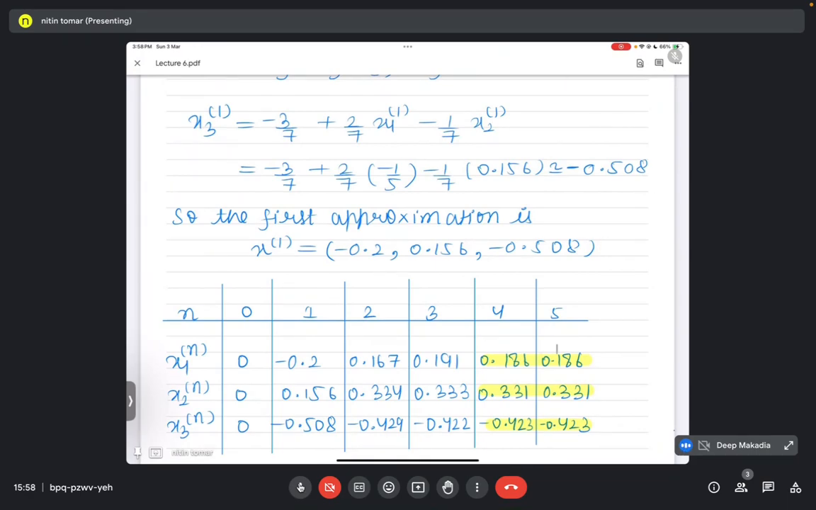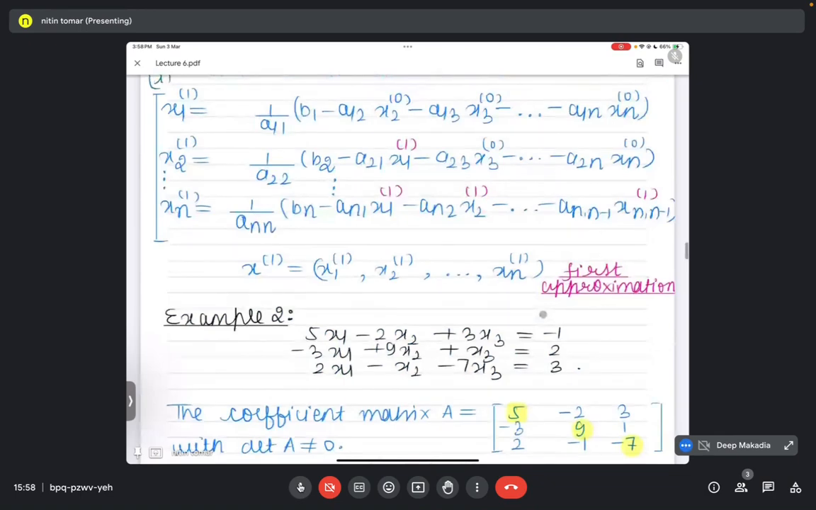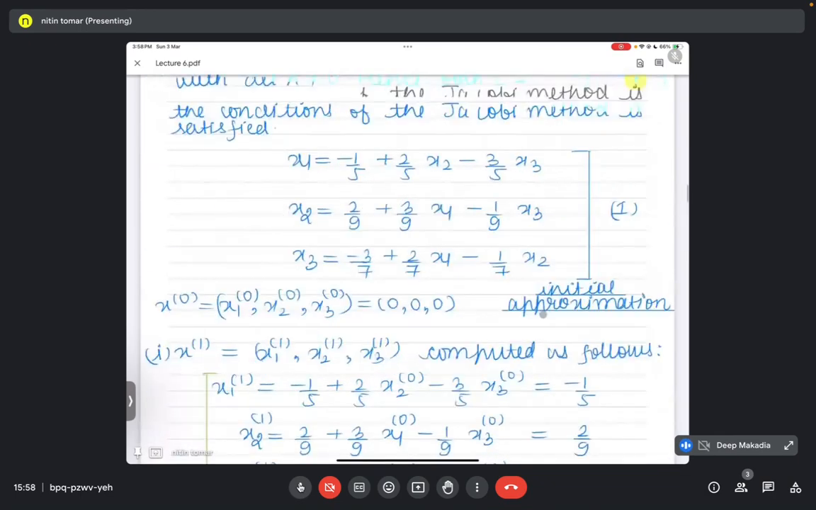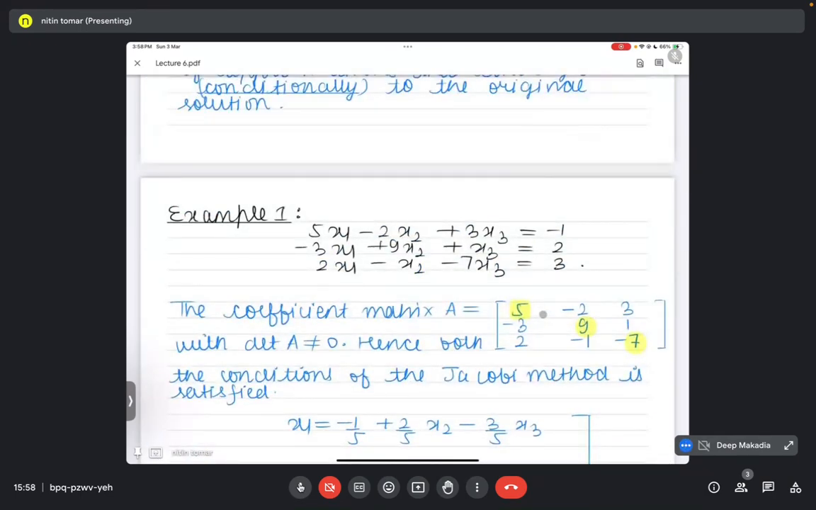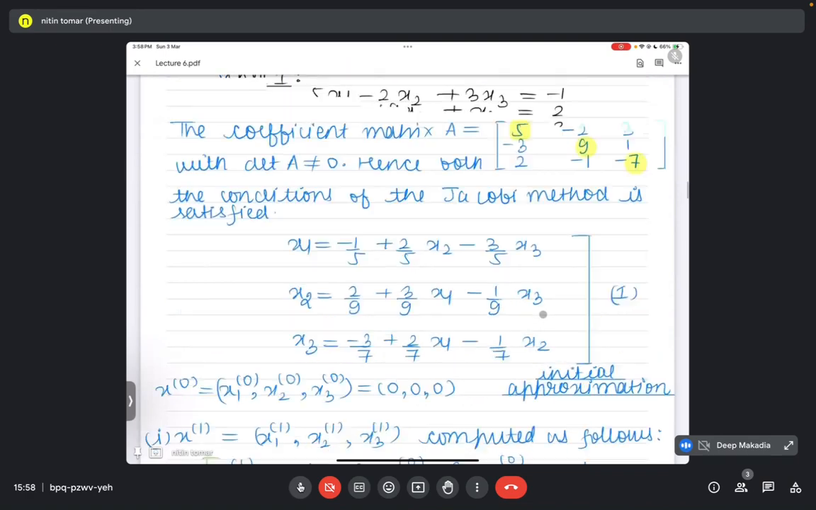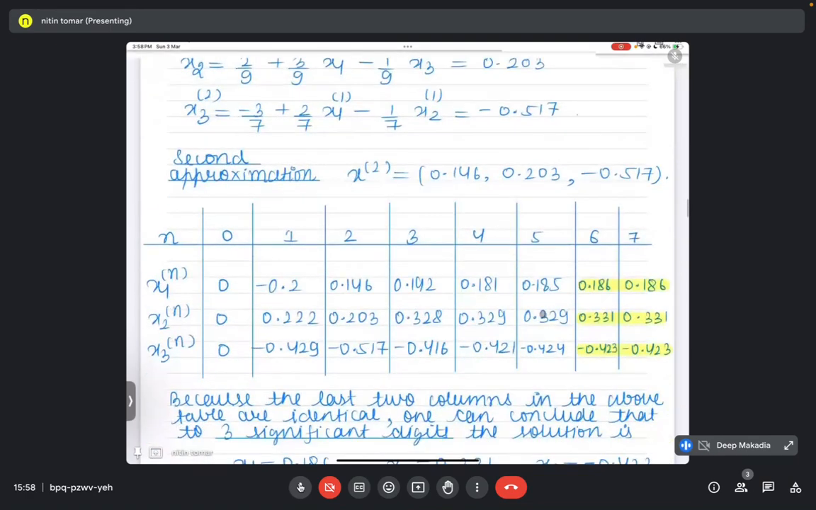Now you see, we have kept the example the same, as in example one, which is to solve this system via the Jacobi method, and observe that at the seventh stage what we were getting was 186, 331, 423, okay. The original solution, with an error up to three significant digits, is the same.